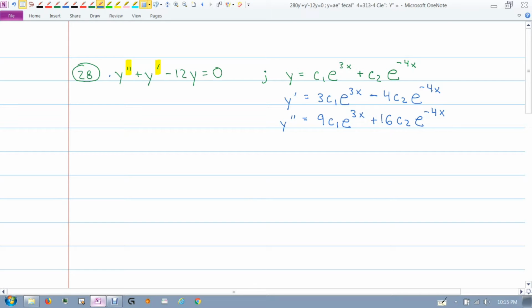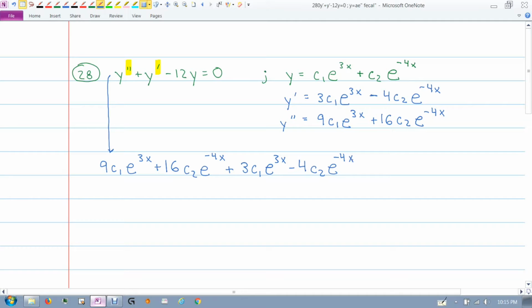So now let's just plug everything in. All right, so y double prime is 9 c sub 1 e to the 3x plus 16 c sub 2 e to the negative 4x. Then we're going to go plus y prime, which is 3 c sub 1 e to the 3x minus 4 c sub 2 e to the negative 4x, and then minus 12 times y, and y was given to us as c sub 1 e to the 3x plus c sub 2 e to the negative 4x. And the question is, does that equal 0?